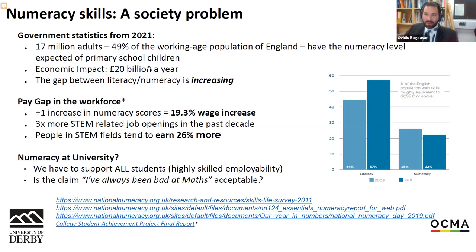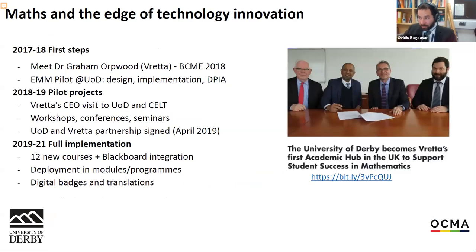The economic impact is £20 billion a year. And the gap between literacy and numeracy is increasing. There is clear evidence that this leads to better numeracy and better salaries. Also, there is a societal problem in the UK because people proudly claim, "I'm very bad with maths." No one says, "I cannot read," because that would be a shame, but people say they are poor with maths. I think we should challenge that, and we should also try to provide support.